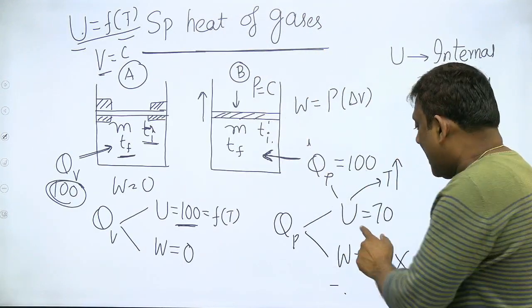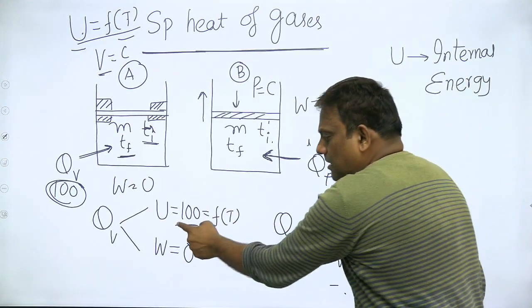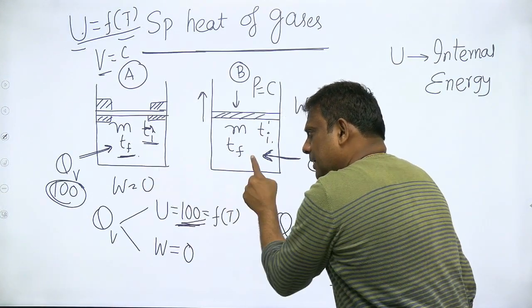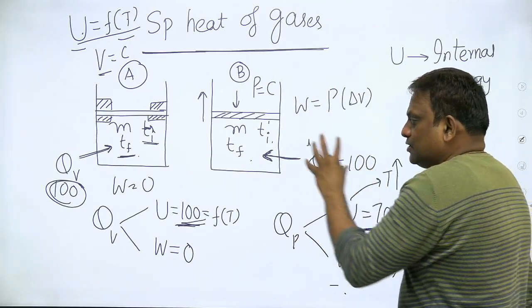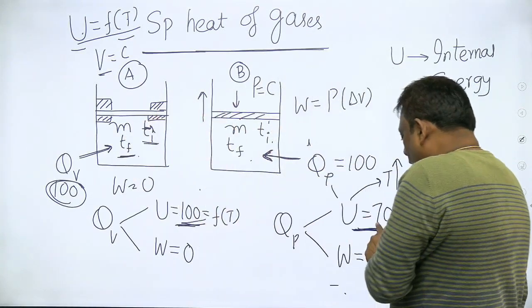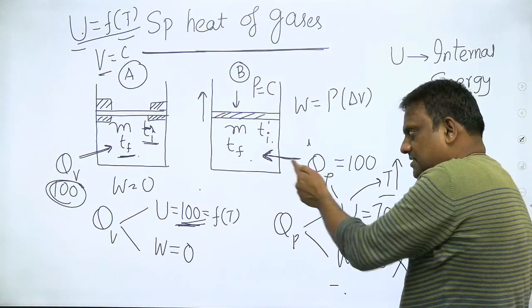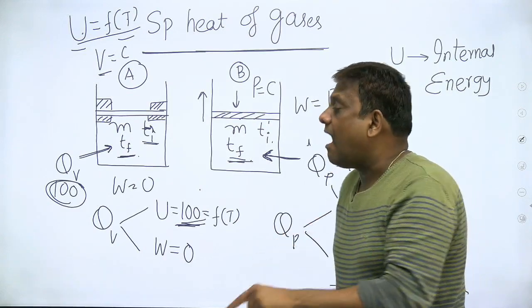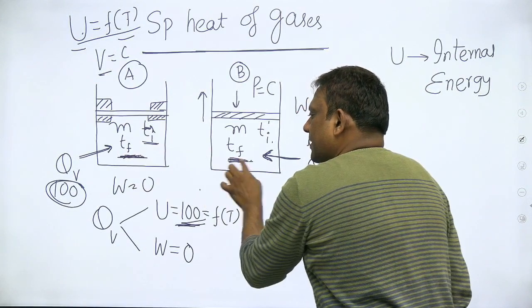Now tell me, as only 70 is used in raising the temperature and 100 is used in raising temperature, so in one the final temperature will be more, in the other the final temperature will be less, because only 70 is responsible for raising the temperature and 100 is responsible for raising the temperature. So as a lesser part is used in raising the temperature, here the final temperature will be less. But what I said is, I want exactly same temperature in both.